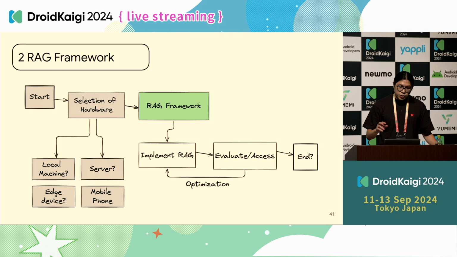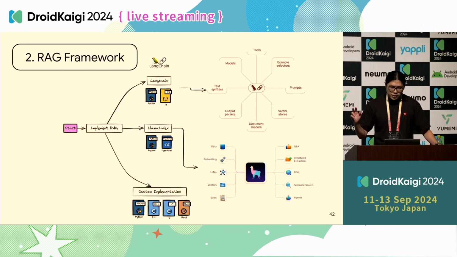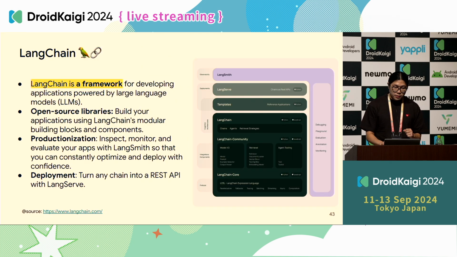Secondly, you need to choose a RAG framework. To implement a RAG system, you have two options. You can either develop all functions yourself or use a well-made framework. For example, there are frameworks like LangChain or LlamaIndex. The reason for using a framework is that it can save development time. And generally we use LangChain.